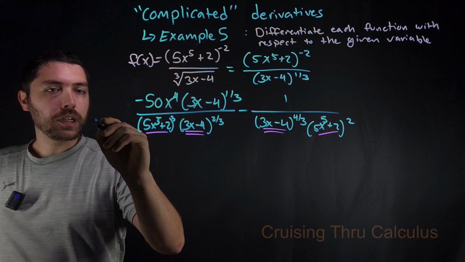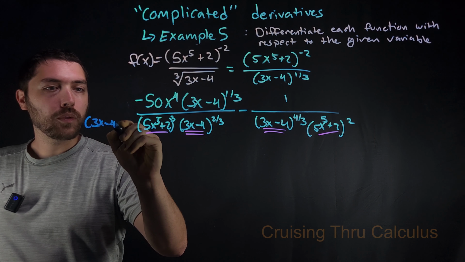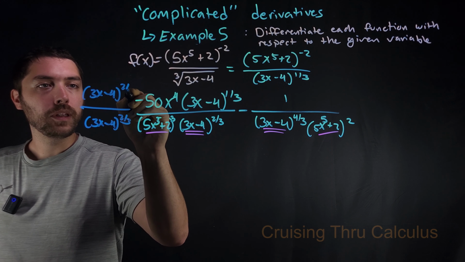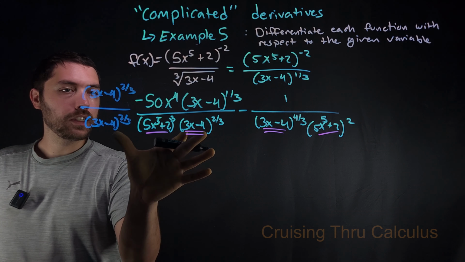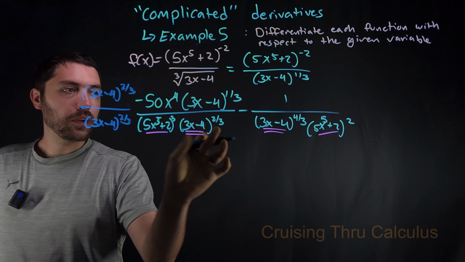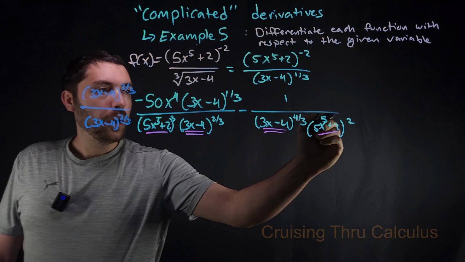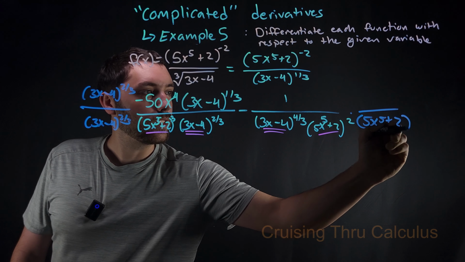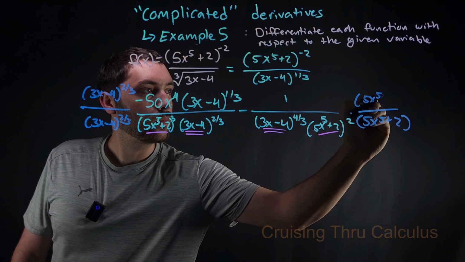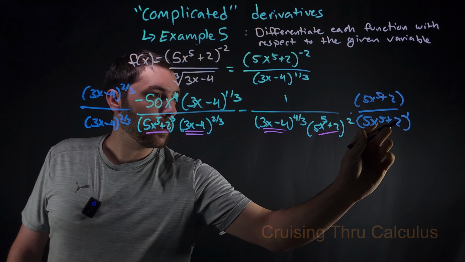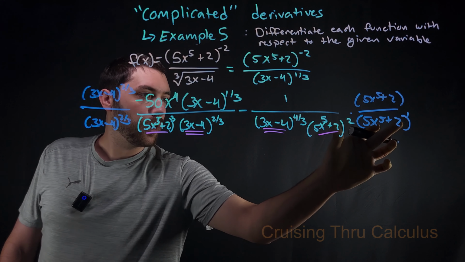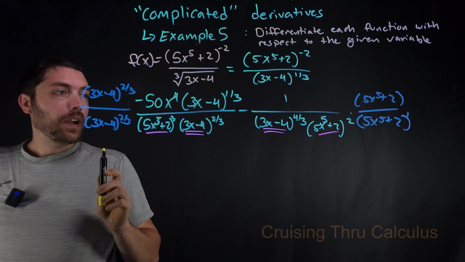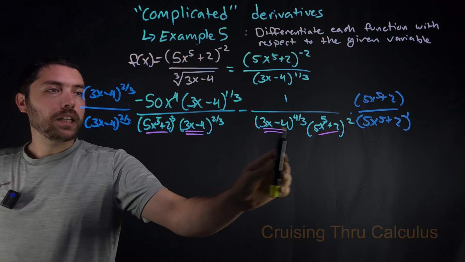I'm going to take this side over here, and I'm going to multiply it by 3x minus 4 to the 2/3, like this. Because when I multiply this and this together, I'm going to have to add the exponents together, and I'll get the 4/3. Over here, I'm going to multiply by 5x to the 5th plus 2, like this. Because this is to the power of 1, and when I multiply these two together, I'll have to add their exponents, and that'll give me 3. So when I do that, I'm finally going to have the same denominator on each side.